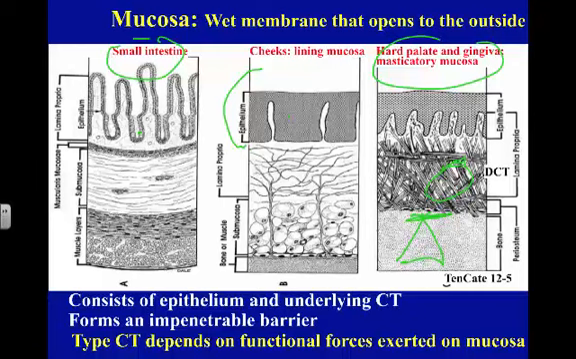So this area here, I want to show you this. From here all the way down here, kind of interesting, is what we call the lamina propria. That's the underlying connective tissue. That is usually areolar, loose, irregular, collagenous connective tissue.